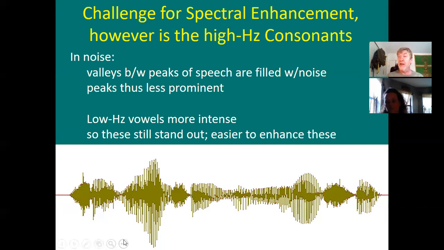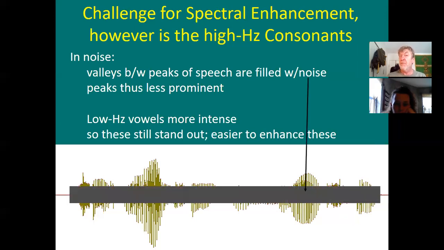Now look at the sound wave of speech. This might be, my father can beat your father at checkers. It's showing the sound wave over time of speech. And look at how much it fluctuates. But the point to recognize is that the loudest parts, follow my cursor, are the vowels. And the softest parts, the dips between the valleys, are the consonants. They're softest. So in noise, the valleys between the peaks are filled, and the peaks are thus less prominent. And the low frequency vowels, these peaks, they are still more intense, so they still stand out, and it's easier to enhance these. I'll show you.